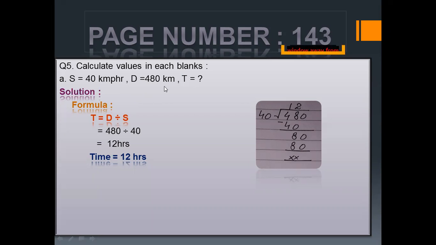The formula of the time is distance divided by speed. Distance is 480 and speed is 40. When we divide them, 12 hours will be the required time.